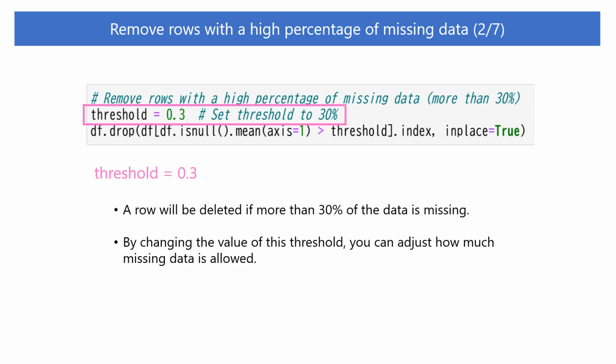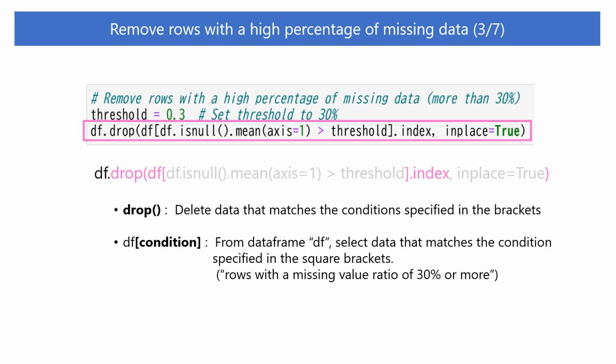First, create a variable named threshold and set a value to determine the threshold. In this case, we will set it to 0.3, that is 30%. With this setting, we set a rule that a row will be deleted if more than 30% of the data is missing. By changing the value of the threshold, you can adjust how much missing data is allowed.